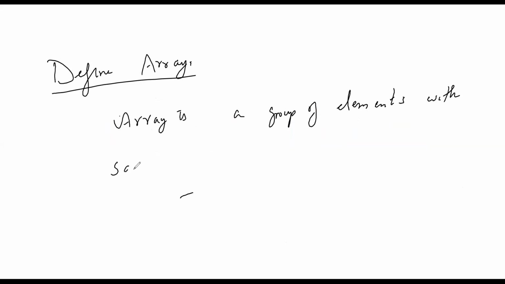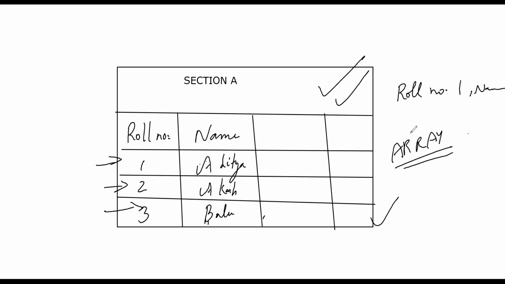So I will write down the definition first. Array is a group of elements with same name and same data type. This I am writing without using any book or any material. I'll write down here again the same thing. Array is nothing but what? Group of elements.